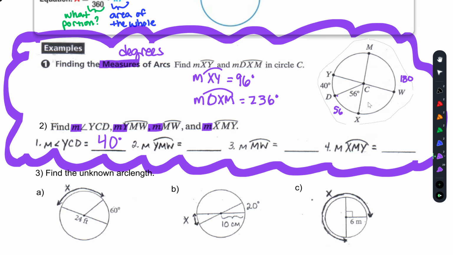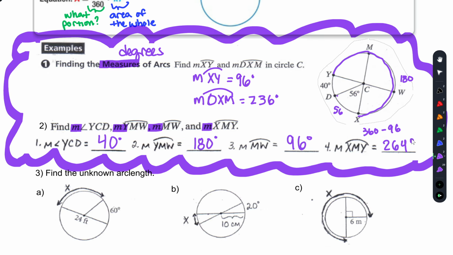Next is YMW, a semicircle once again, 180 degrees. MW is a vertical angle to this angle over here, so if that's 96, this should also be 96. And then last one is XMY. I like this one. We can take the whole circle and subtract 96 to get 264.